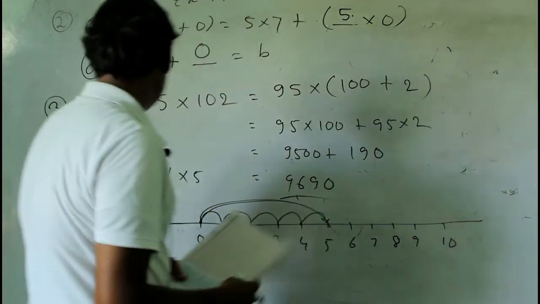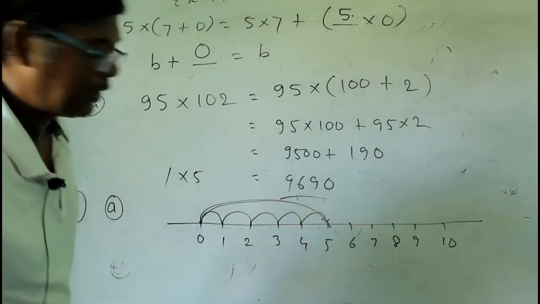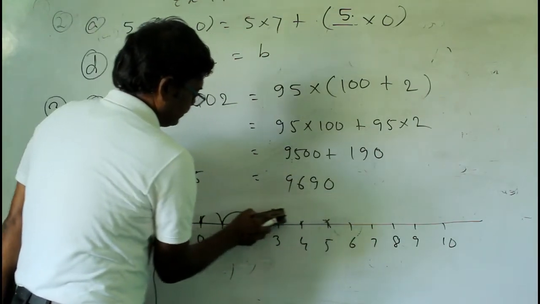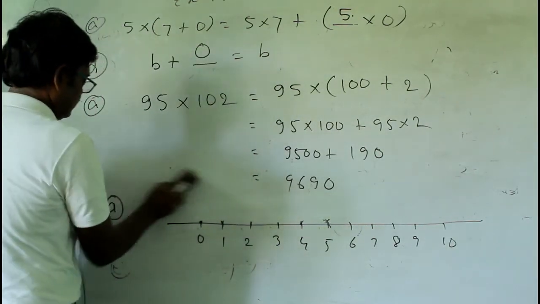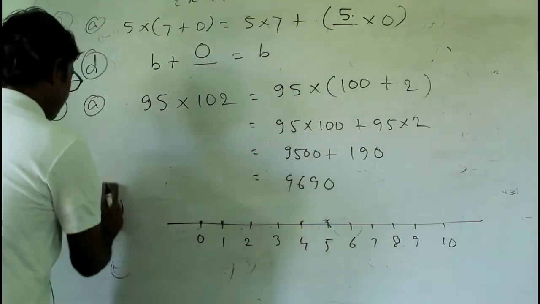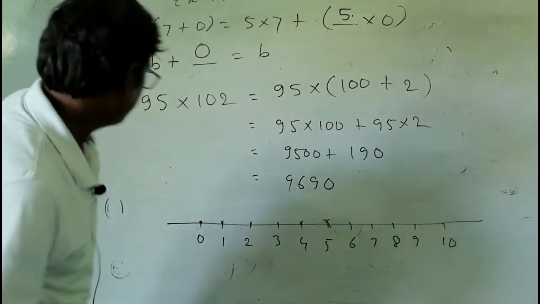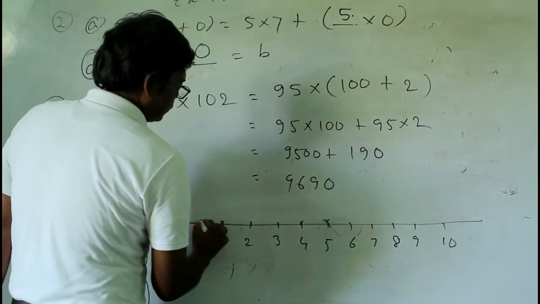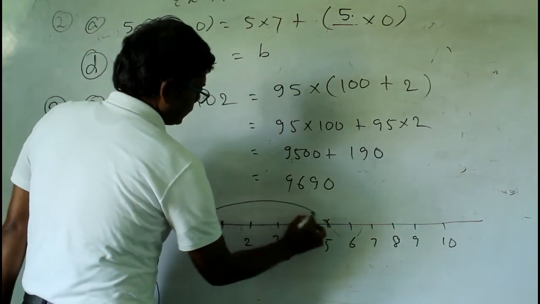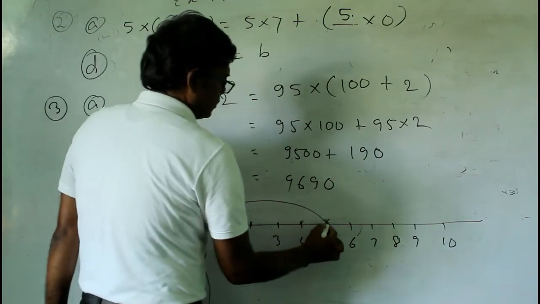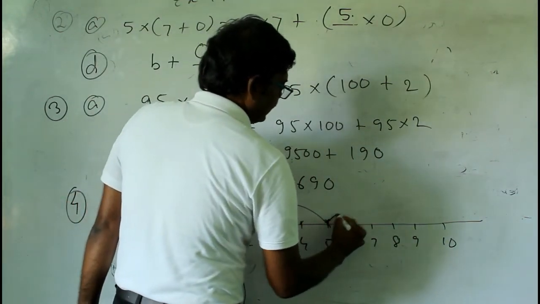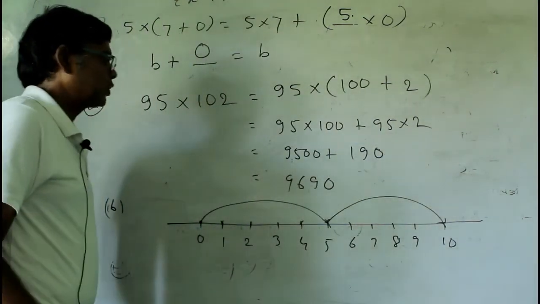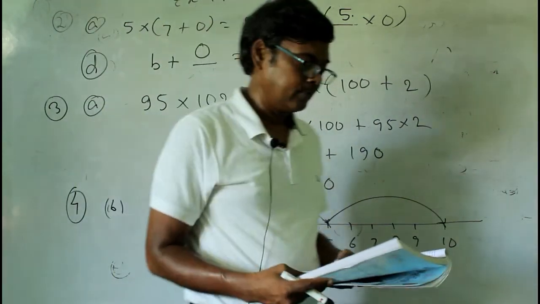Then 5 plus 5. So 5 plus 5 will be how much? So B number here, 5 plus 5, means you will go from 0 to 5 and then plus 5. Then again you will go 5 steps ahead here, so you will reach 10 here. So this is the representation of 5 plus 5 on the number line.